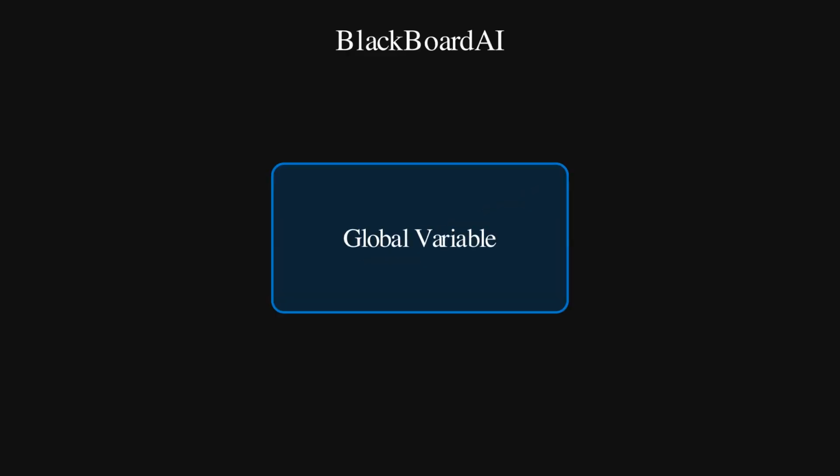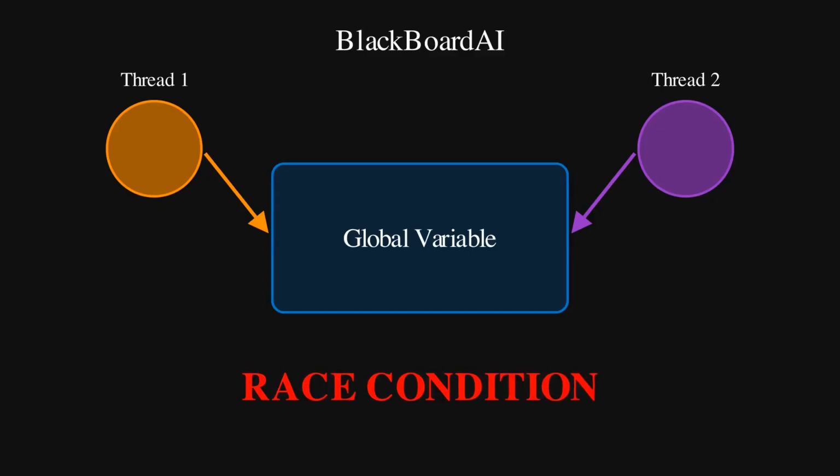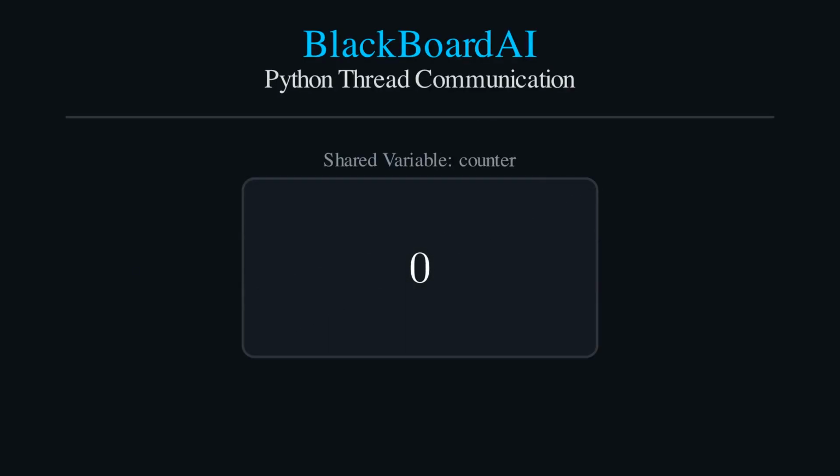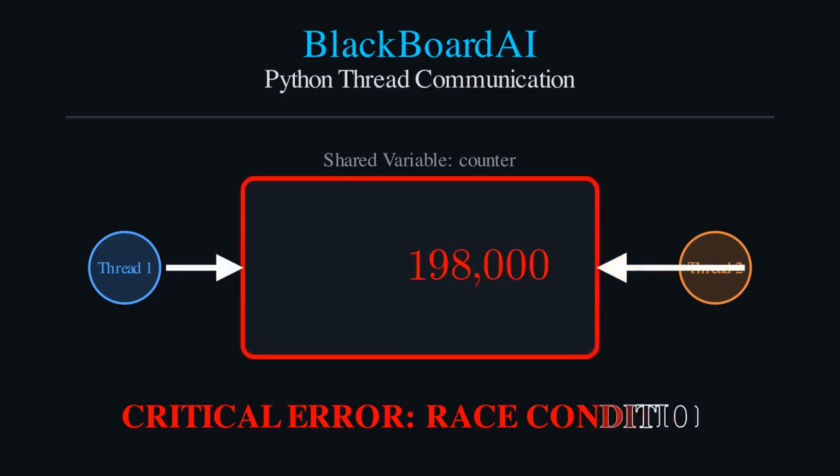The simplest way is using a global variable. Since threads share memory, they can both see the same object. However, this is dangerous. If 2 threads try to modify a variable at the exact same millisecond, you get a race condition. Even simple code might result in the wrong final count.